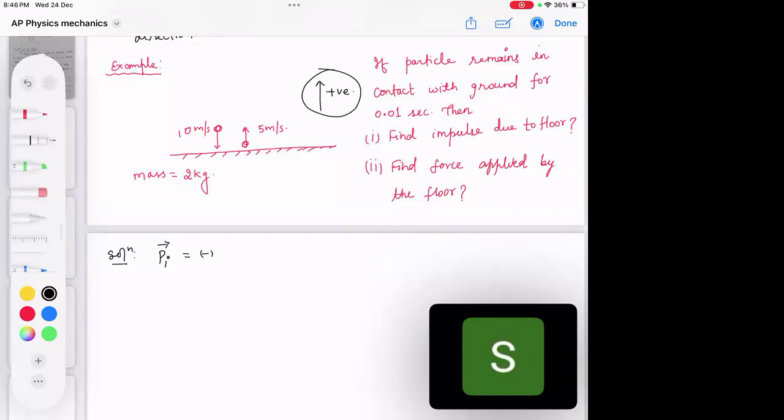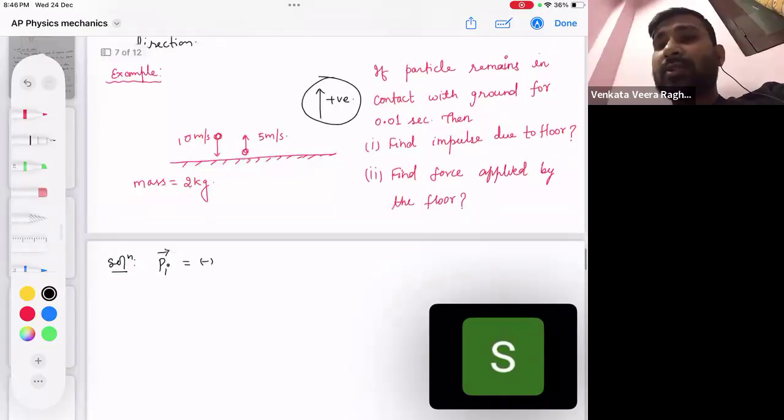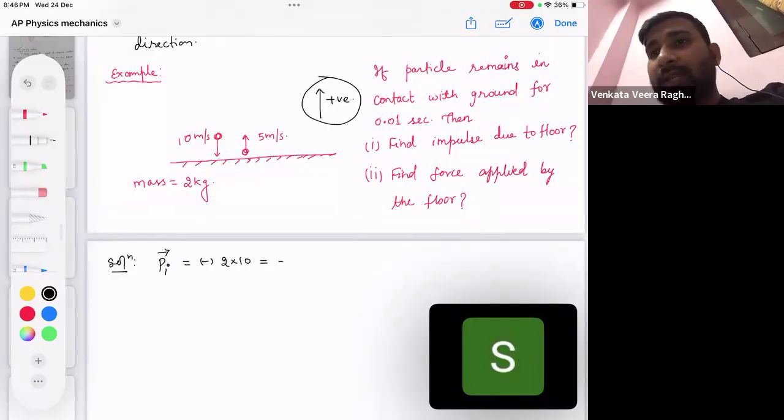Minus. Right. So initial momentum is going to be what? The minus. How much minus? Mass is 2 kg and velocity is 10. So initial momentum is minus 20 kg meter per second.